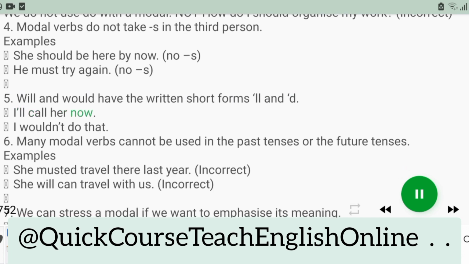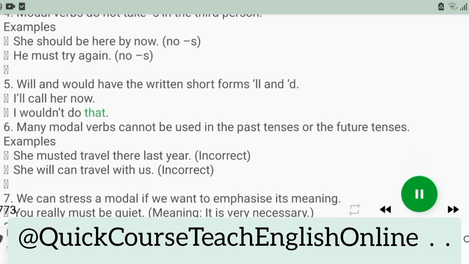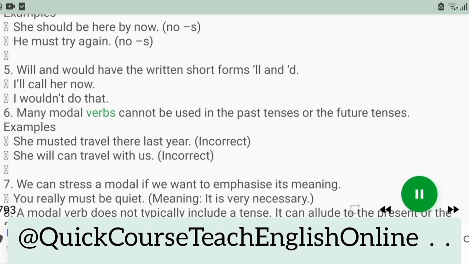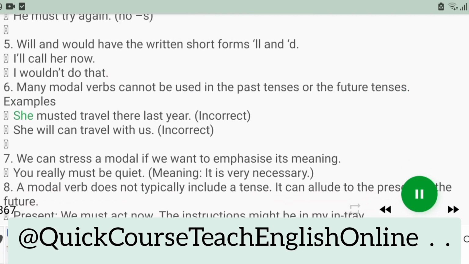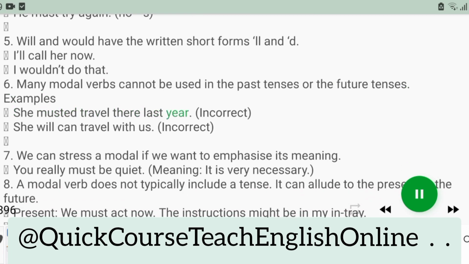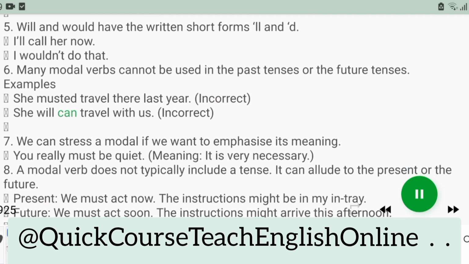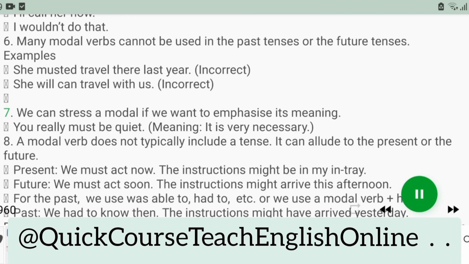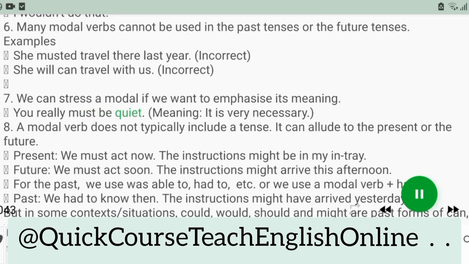I'll call her now. I wouldn't do that. 6. Many modal verbs cannot be used in the past tenses or the future tenses. Examples. She musted travel there last year. Incorrect. She will can travel with us. Incorrect. 7. We can stress a modal if we want to emphasize its meaning. You really must be quiet. Meaning, it is very necessary.